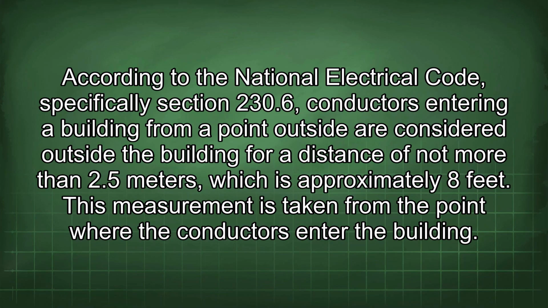According to the National Electrical Code, specifically Section 230.6, conductors entering a building from a point outside are considered outside the building for a distance of not more than 2.5 meters, which is approximately 8 feet. This measurement is taken from the point where the conductors enter the building.